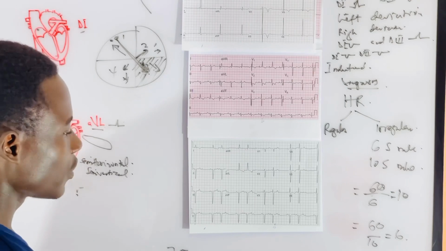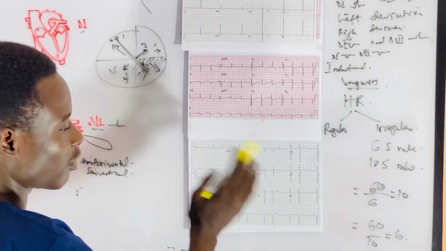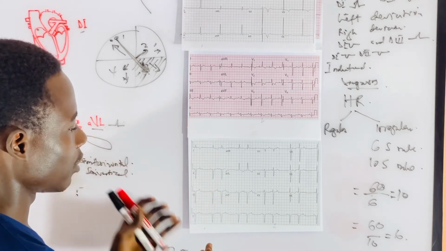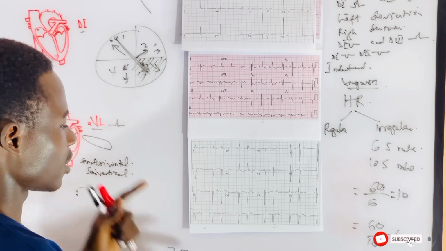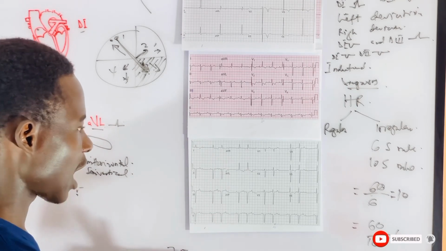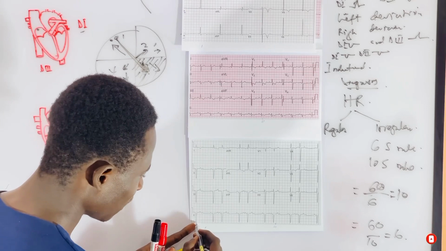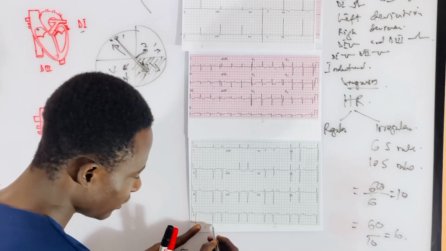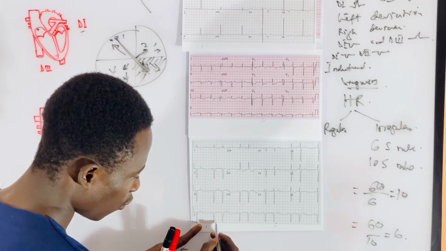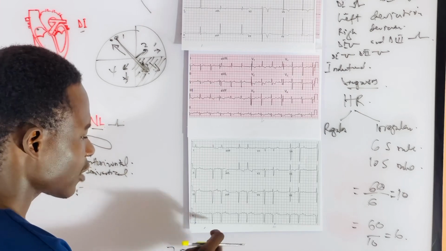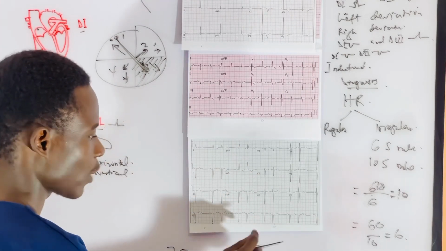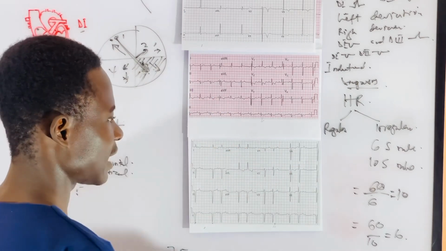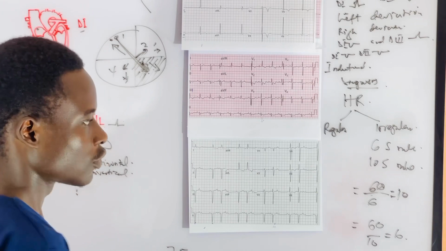Now, we cannot use the previous formula, which is 300 divided by the number of big boxes between one R wave and another R wave. Because if we take this R wave to this R wave, we have about 6 boxes, but when you take this R wave to another R wave, we have 3. So that formula cannot work. That's why this one is irregular. For irregular rhythms, we use the 6 seconds or the 10 seconds rule. So this is for the 6 seconds.